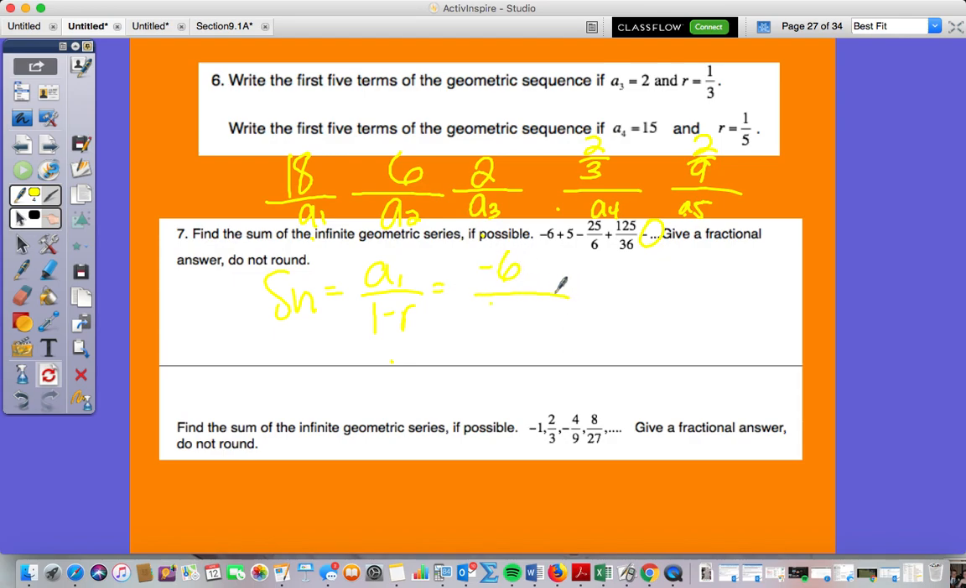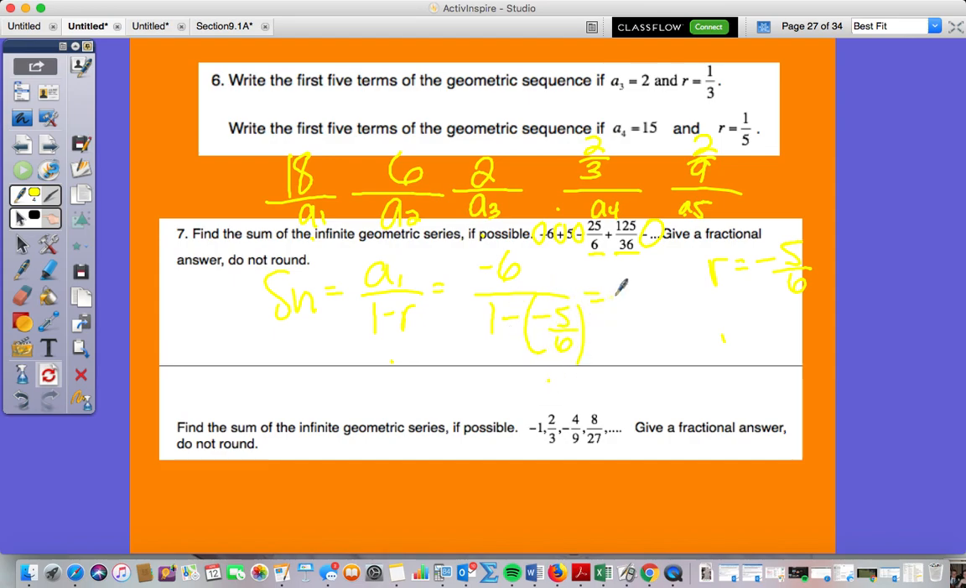-6. The r is probably the toughest part. You see how from -6 to 5, it's hard to know what I multiply by? If you get to where it's strange, look at the third to the fourth. 25 times what equals 125? This is 5 over 6. And by the way, would it be positive or negative for r? Negative, good. And why'd you say that, Victoria? Because it alternates back and forth between negative, positive, negative. So we would just say r is -5/6.